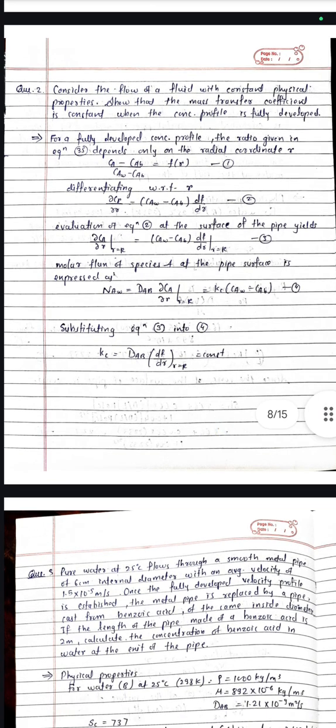Evaluating equation 2 at the surface of the pipe yields del CA by del r at r is equal to R is equal to (CAW minus CAB) dF by dr at r is equal to R. Molar flux of species A at the pipe surface is expressed as NAW is equal to dAB del CA by del r at r is equal to R is equal to Kc (CAW minus CAB). Substituting equation 3 into 4, Kc is equal to dAB dF by dr at r is equal to R, which is constant.